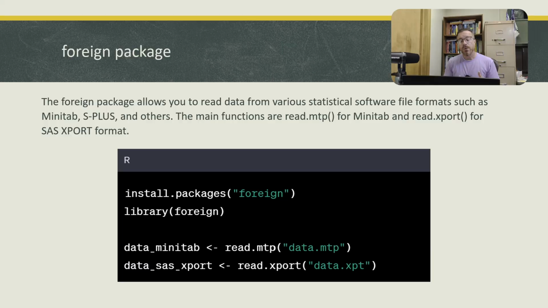The foreign package allows us to read data from various statistical software file formats such as Minitab, S+, and others. The main functions are read.mtp for Minitab or read.export for SAS export format. So just like before, use one of those. If someone sends analysis in one of those different programs, you can pull it directly into R using these.